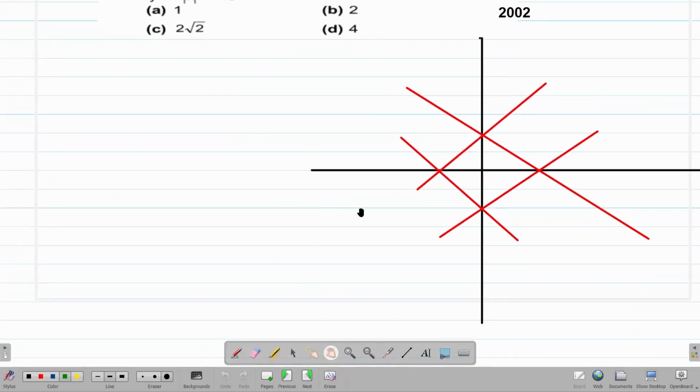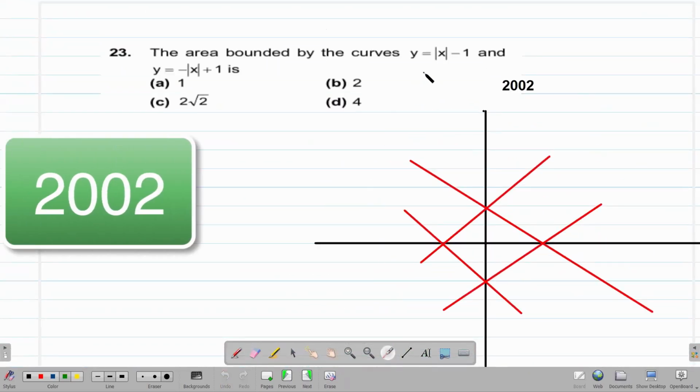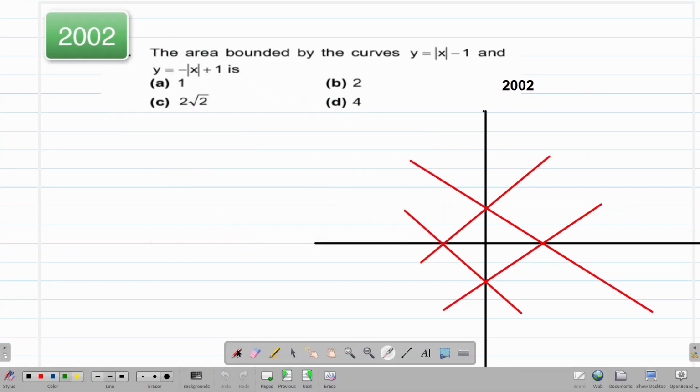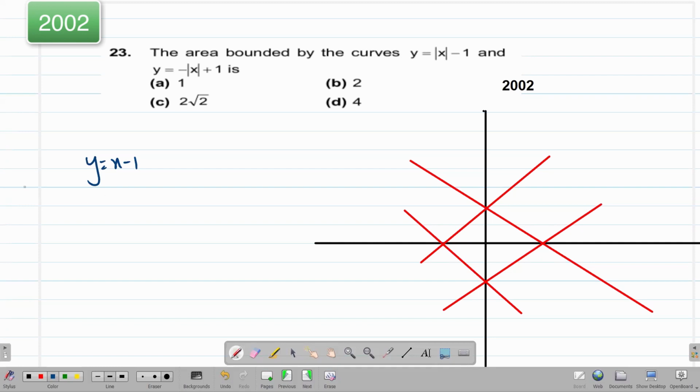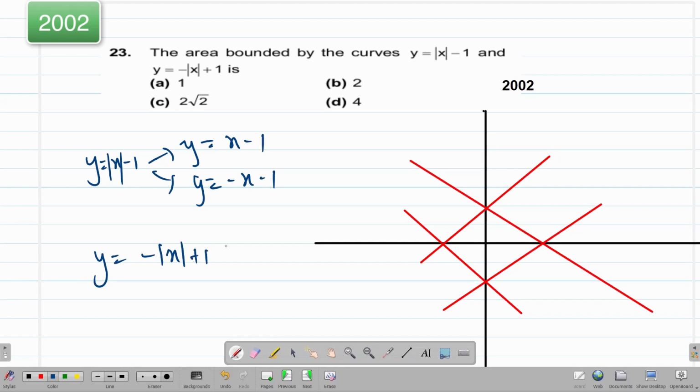Now this is an application. Again we get 4 cases. One is y = x - 1. After resolving this, we get y = x - 1. Another is y = -x - 1. From the second line, again we have 2 cases, y = -x + 1 and y = x + 1. So we get 4 lines with the same x-intercept and y-intercept.